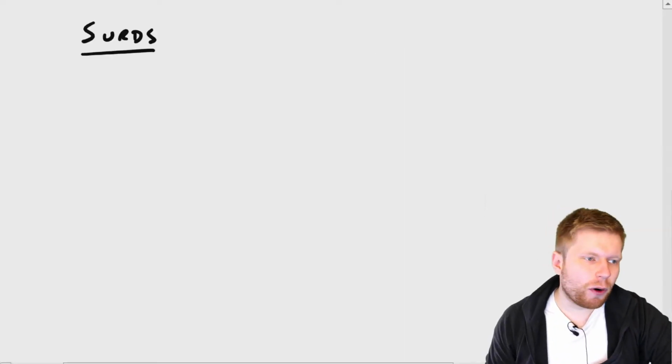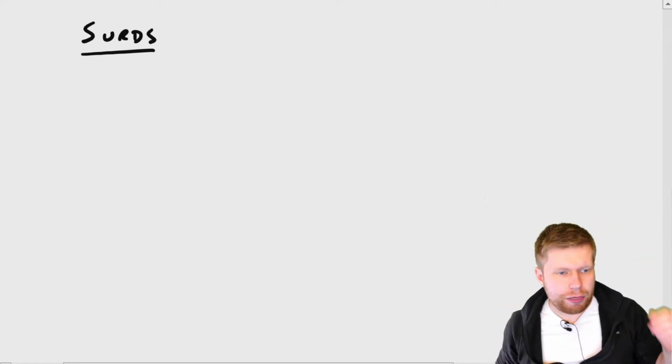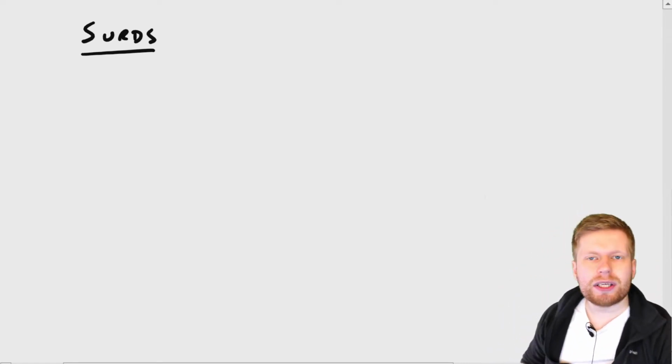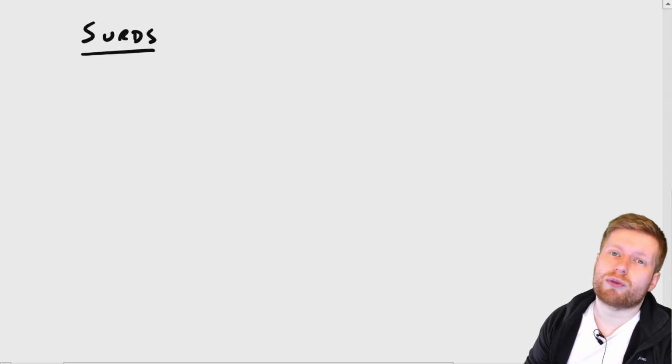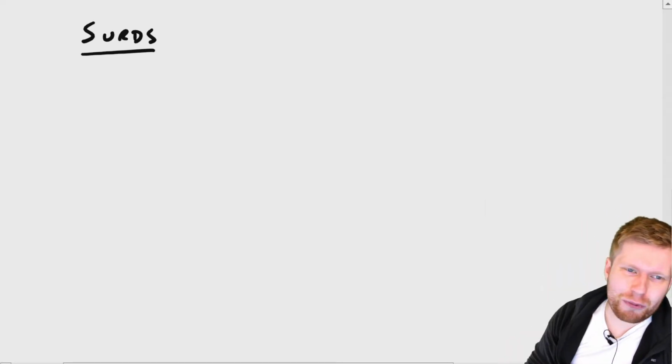All right, so let's move on then to surds. This is the next kind of thing which we want to look at. Okay, now a surd is simply a square root that doesn't result in a nice rational number. So let me show you what I mean.